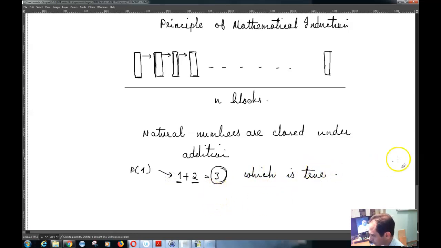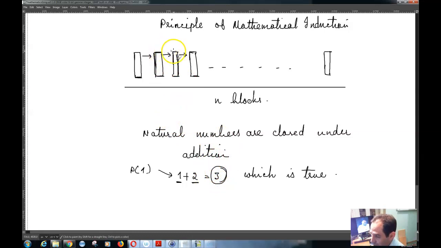Now what I've shown is that the first block falls over. This is what it means in the case of this example. I've shown here that the first block does actually fall over, because this is true. The first two natural numbers added together give me the third natural number, for example.